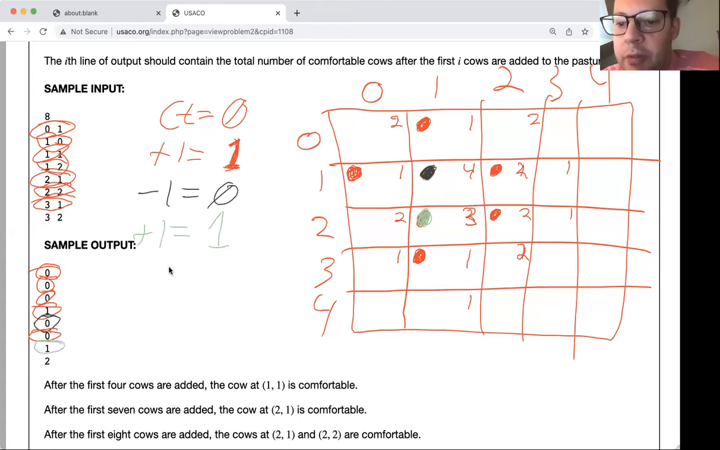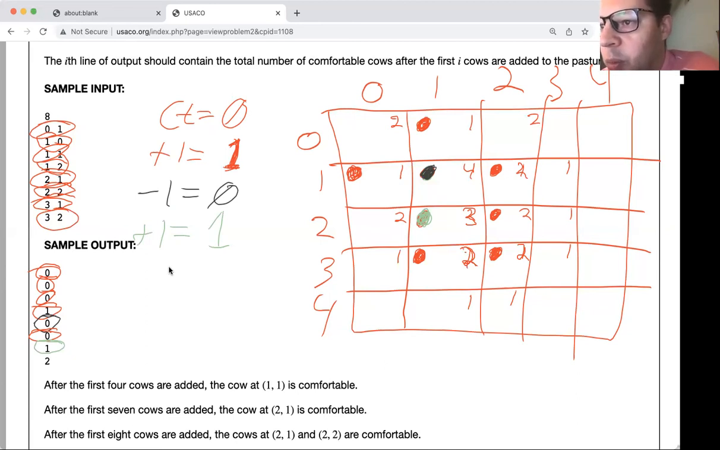And then finally, my last cow at 3, 2, or row 3, column 2 goes here. It's going to be 1 to the south, 1 to the east. West goes up to 2, which, by the way, just to point out again, changing the number of neighbors here can't have any impact on its neighbors. So this will not cascade. We do not have to search through the map. We only look at our immediate neighbors.